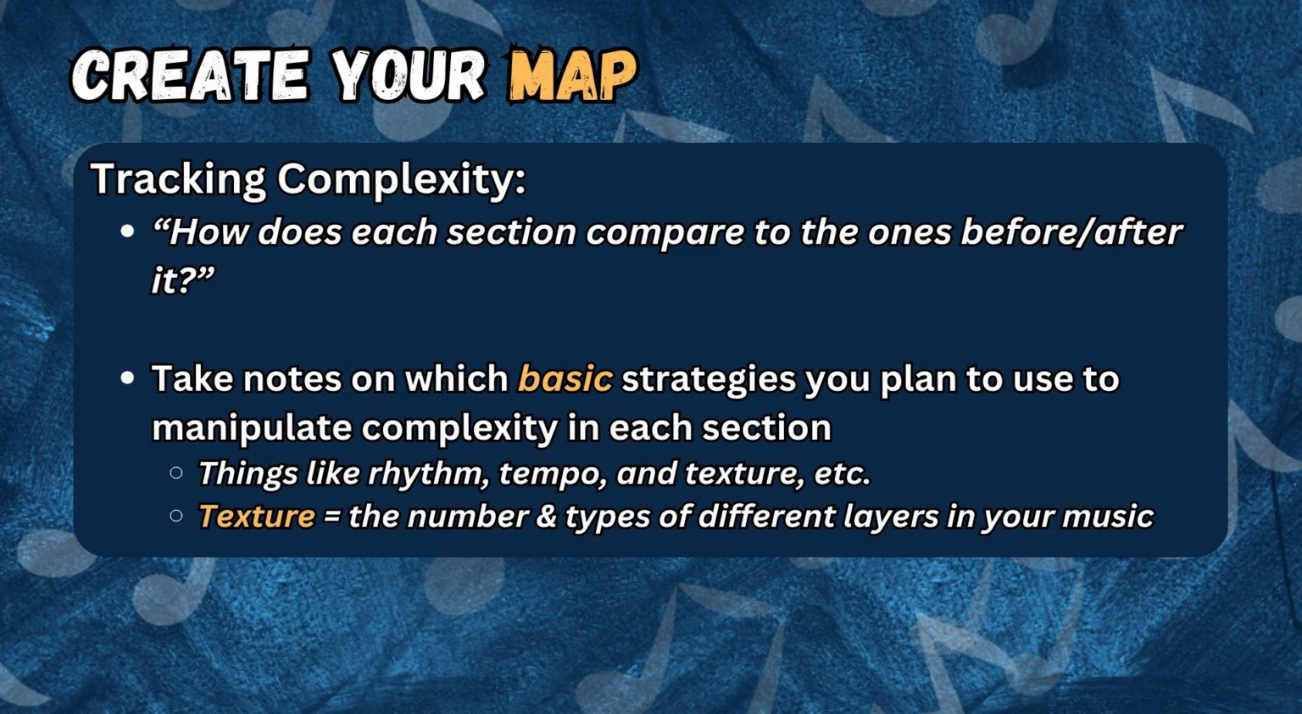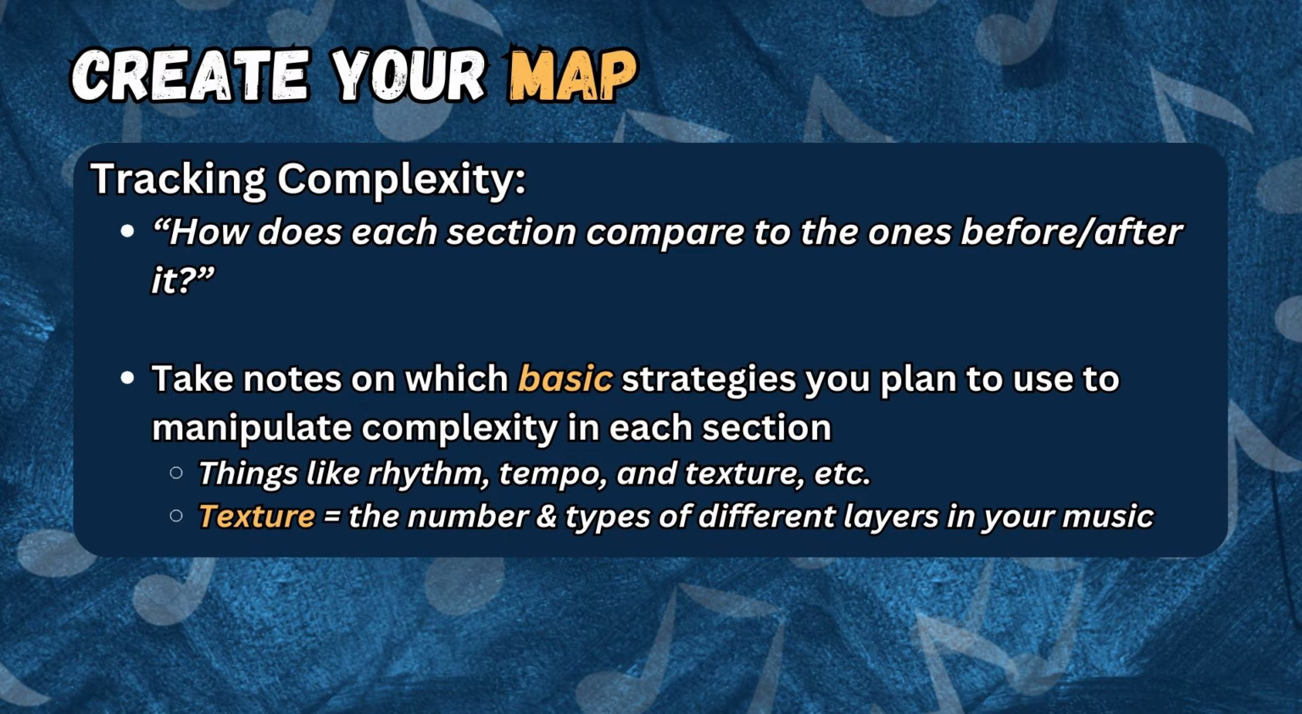Do you want a section to be more complex or more simple than the one that comes before it? Once again, start taking notes on the specific strategies you're using to control the amount of complexity. How does your rhythm, your tempo, texture, etc. change in each section to help increase or decrease the amount of energy in your music? One of the simplest and most impactful of these options is texture, which is just simply the number and types of different layers you have in your music.